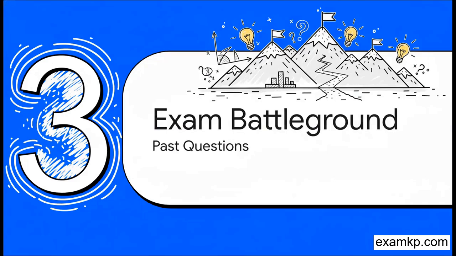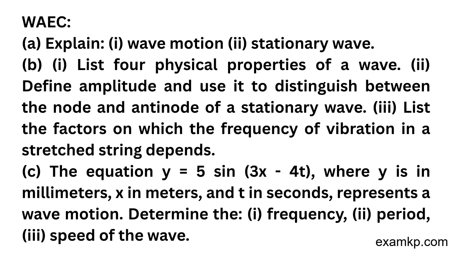Alright, let's kick things off with a classic question from the WAEC 2004 theory paper. Have a look. They give us a wave equation, y equals 5 sine (3x minus 4t). And from just this little equation, they want us to calculate the frequency, the period, and the speed of the wave. Now, before I show you how to do it, just take a second and think. How would you even start?